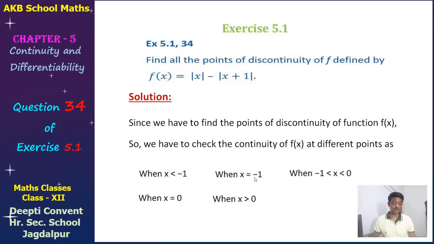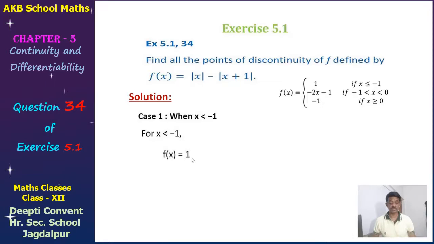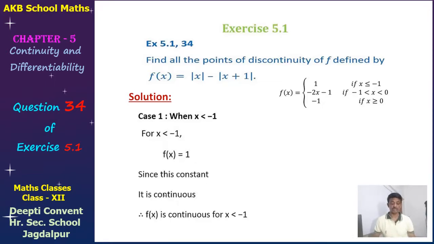Less than minus 1, equal to minus 1, between minus 1 and 0, at x equal to 0, and x greater than 0. Let us take the first case, x less than minus 1. For x less than minus 1, our function is this, f(x) equal to 1. This is constant, so it is a continuous function. A constant function is always continuous. So for x less than minus 1, the function is continuous.